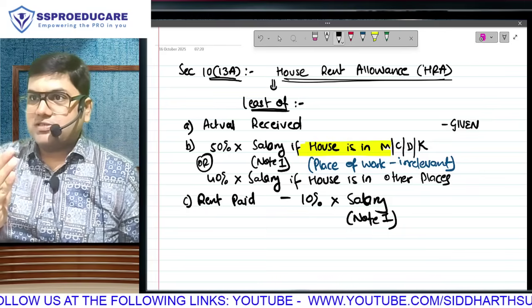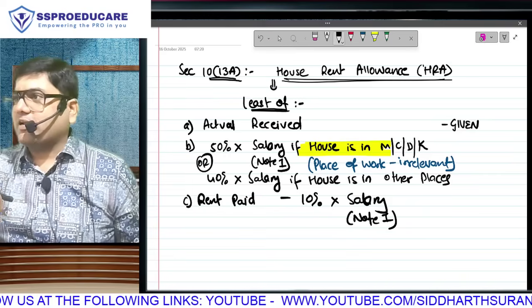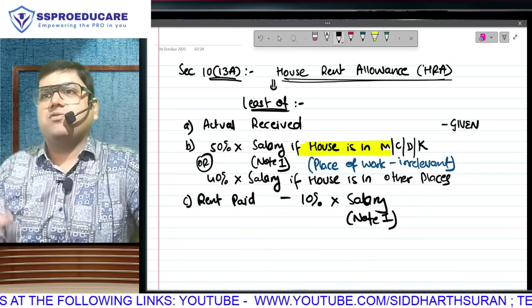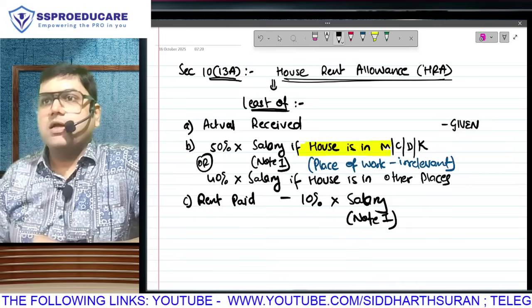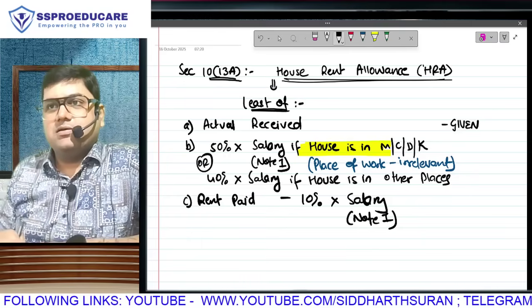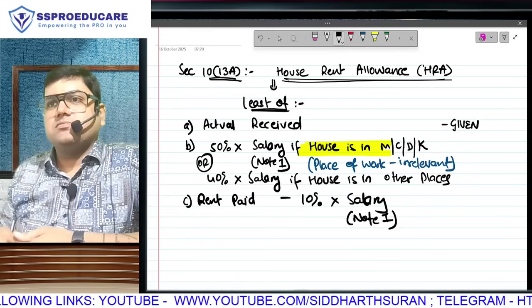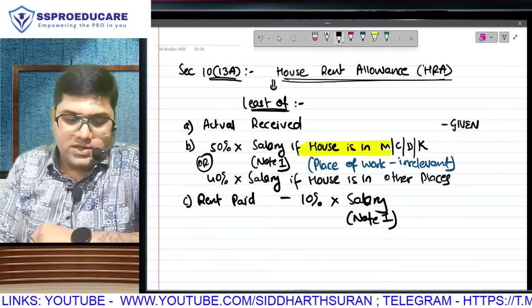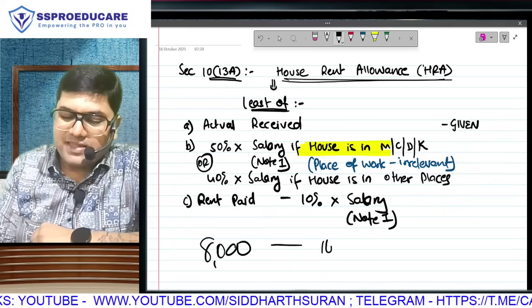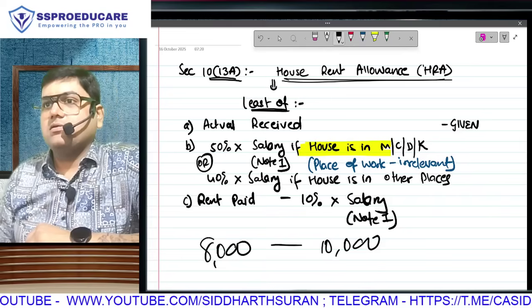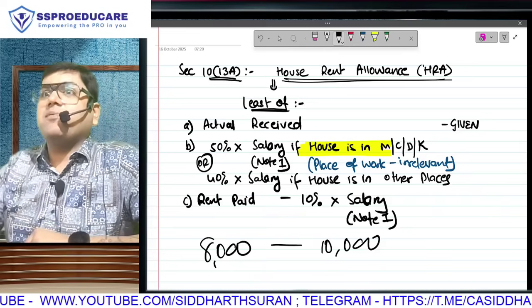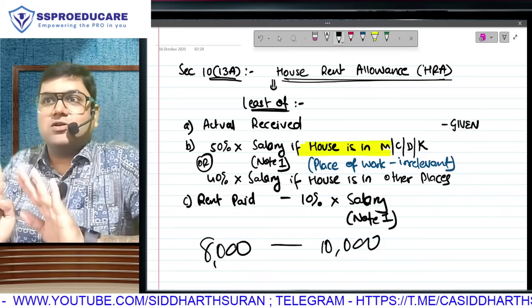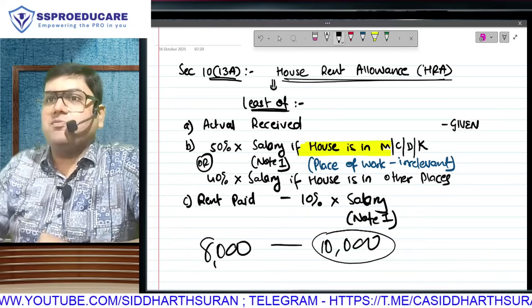We have to choose whichever is lowest. If the lowest is coming negative, we will not give any exemption and the amount received will be fully taxable. Meaning my salary is 1 lakh and rent is only 8,000. Lower than 10%. So this is 8,000 and this is 10,000, because my salary is 1 lakh. Rent paid minus 10% of salary. They are trying to say what? Only if your rent exceeds this amount, we will give you exemption.